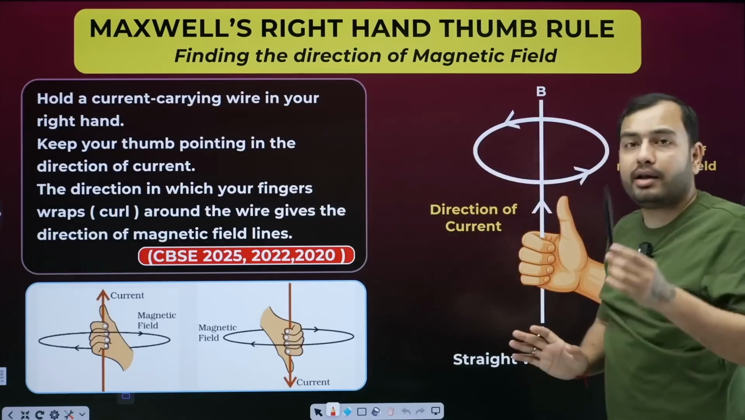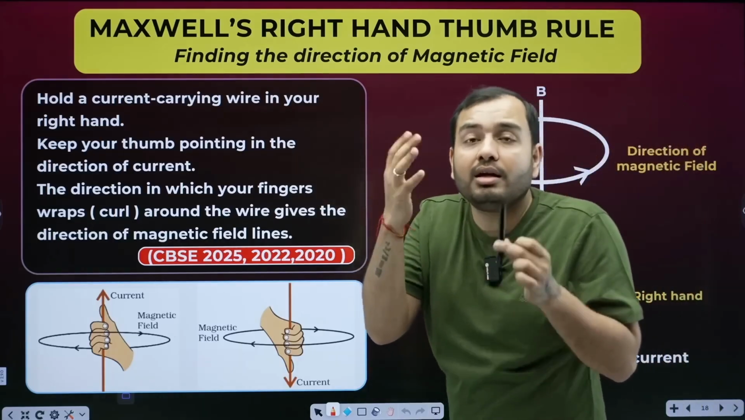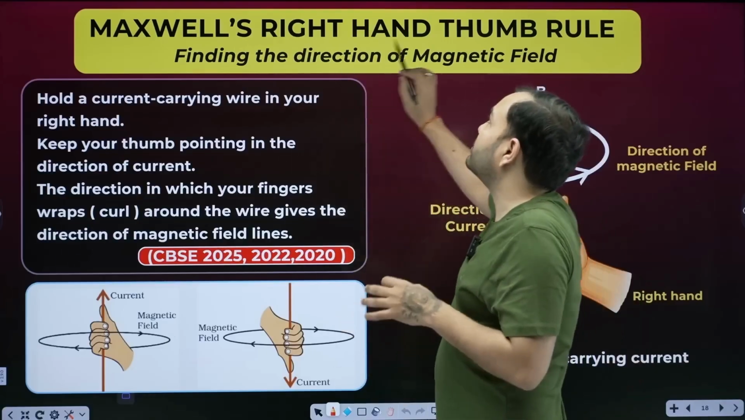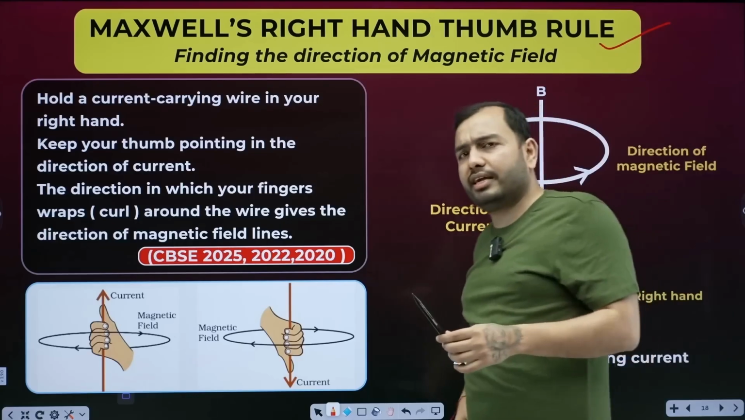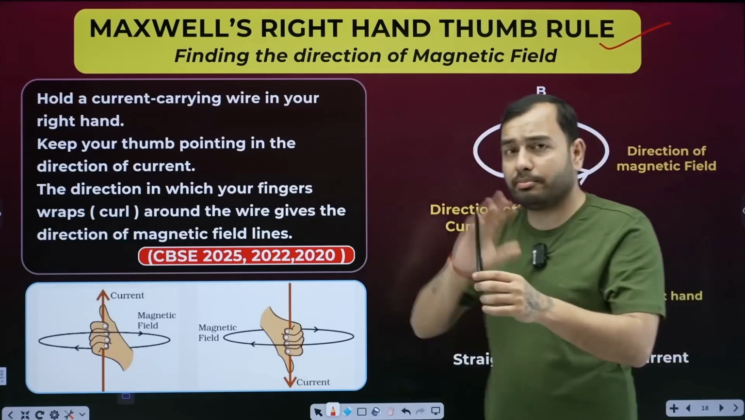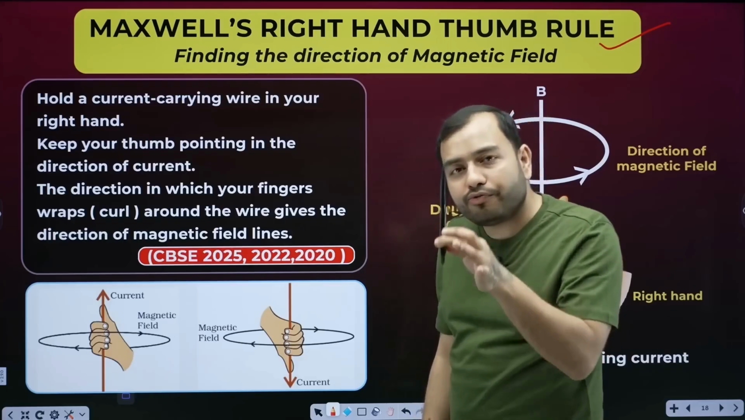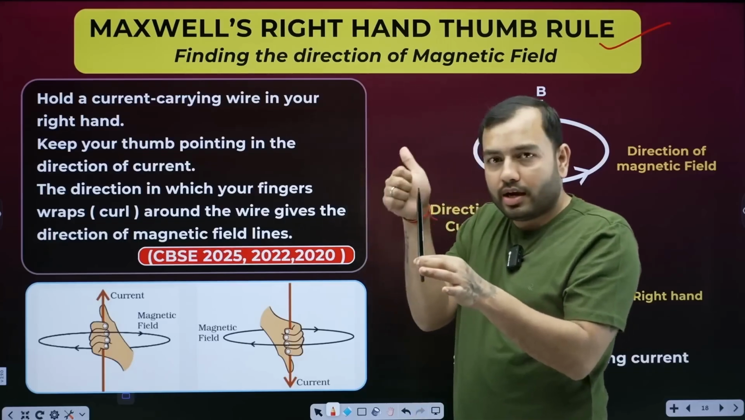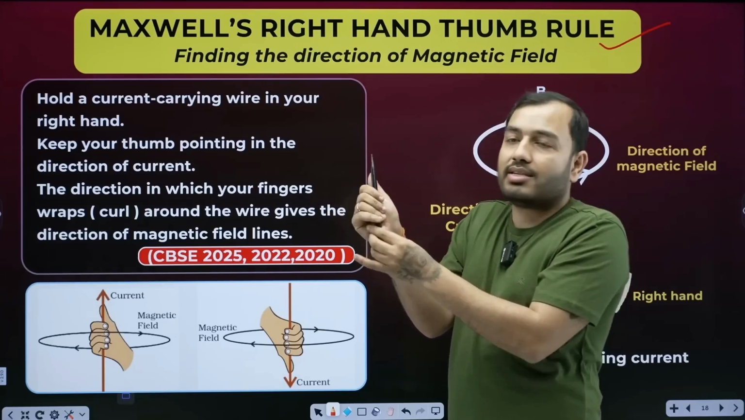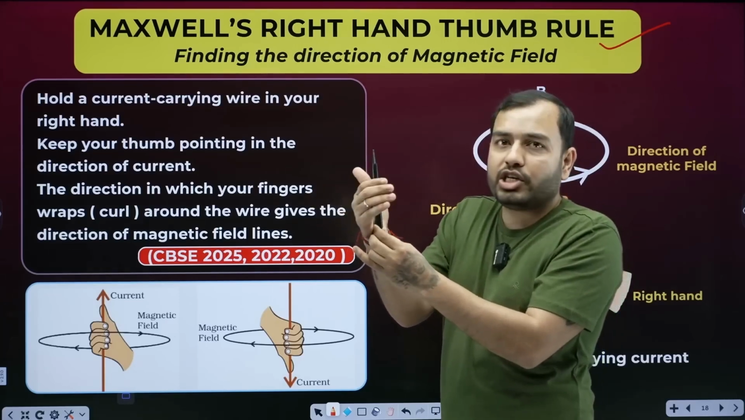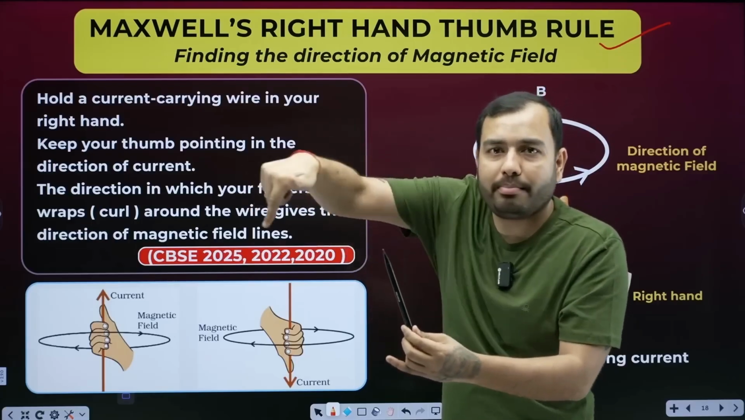This rule is for finding the direction of the magnetic field for a current carrying wire. This rule is called Maxwell's right hand thumb rule. Maxwell is a very great scientist in the field of electromagnetism, combining electricity and magnetism. He said that if there is a current carrying wire, to find the magnetic field due to it, place your right hand thumb in the direction of the current. Then wrap your fingers. The direction in which your fingers wrap is the direction of the magnetic field.